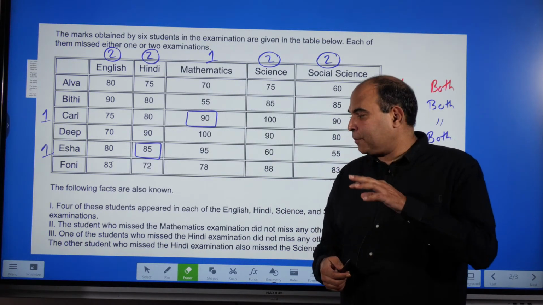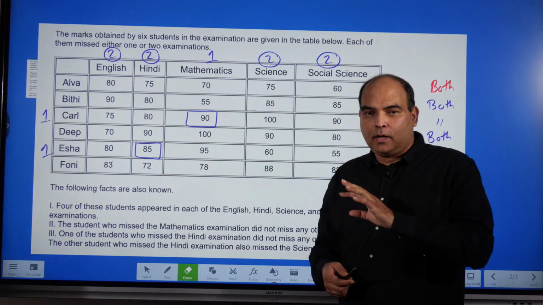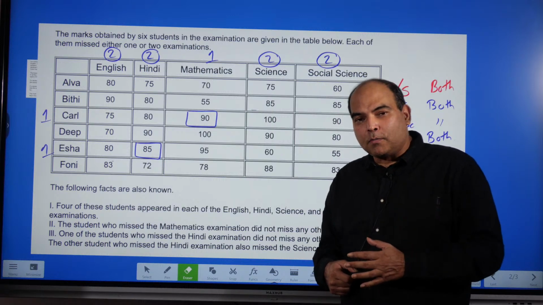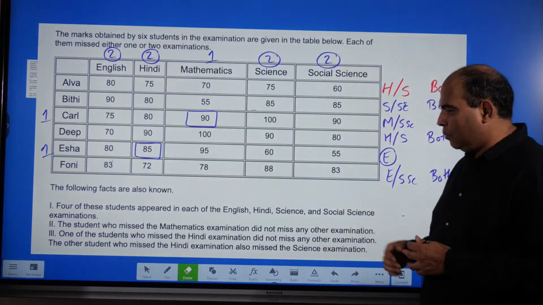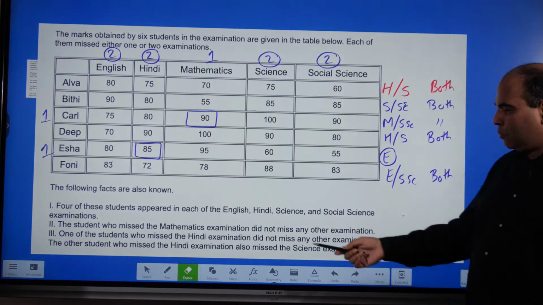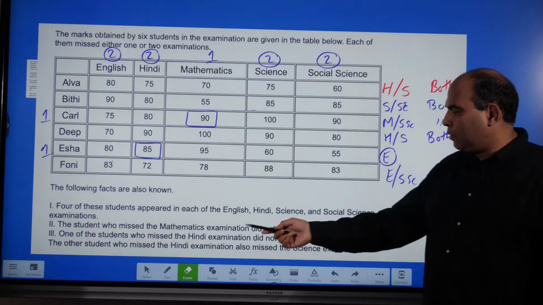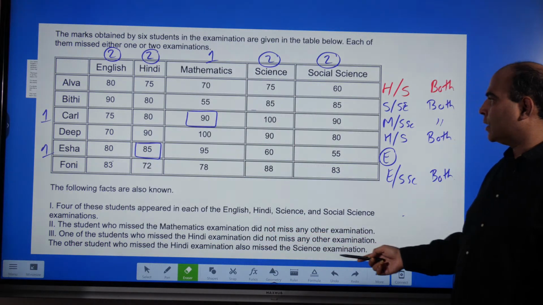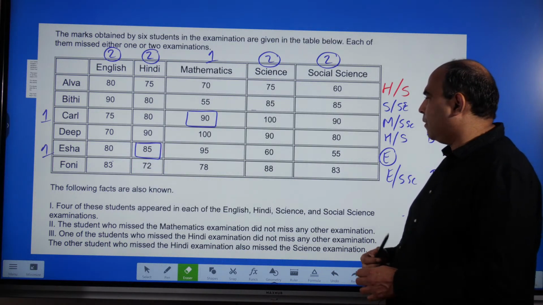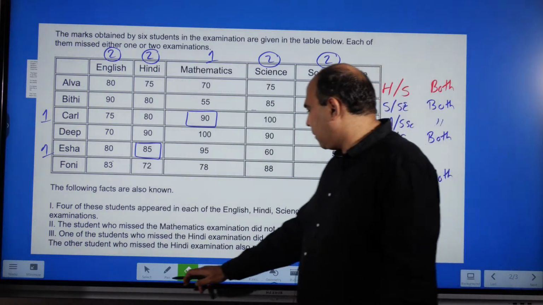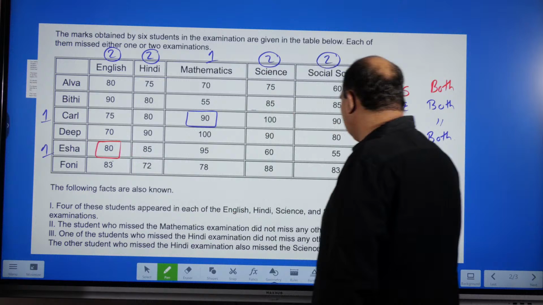So at this point in the problem, my thinking inside the exam would be if I can use clue 3, I should be done, because it's the examiner's responsibility to give me a path to those 18 marks. So when I look at the third clue, the question says one of the students who missed the Hindi exam did not miss any other exam. The other student who missed the Hindi exam also missed the science exam. So we have 2 people. Okay, here I think I put it wrong, this will be English for Isha, because this was English.